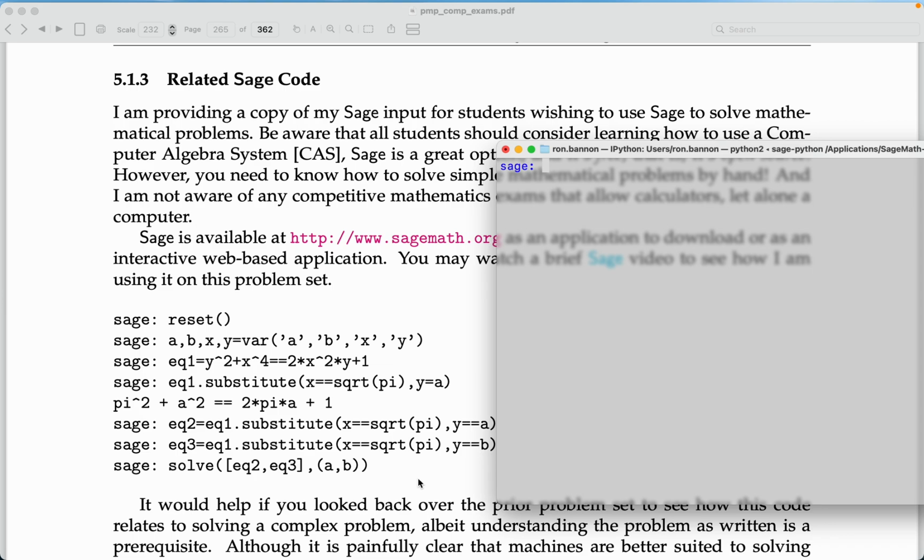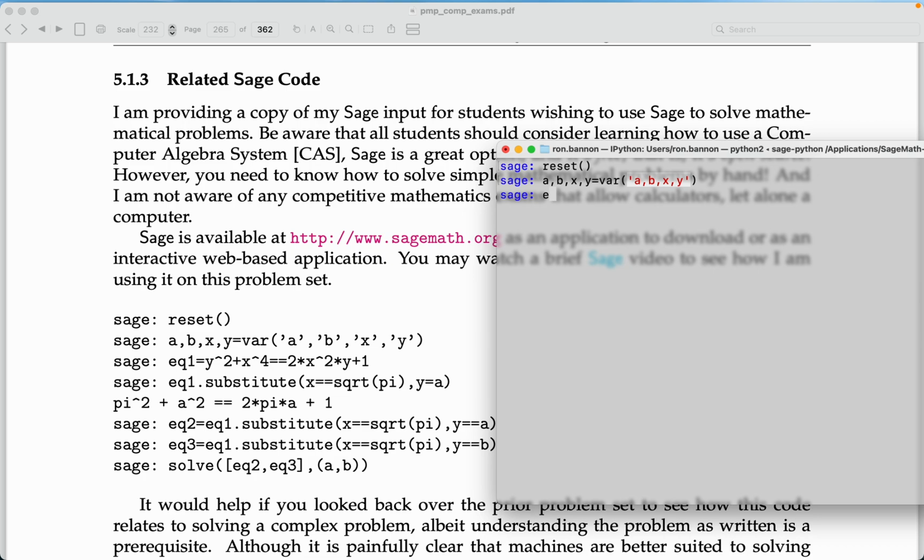5.1.3 related stage code. Reset. Looks like we're defining 4 variables, A, B, X, and Y. And remember, I can just put it in as a list with a single quote. So it's A, B, X, Y. Close it out. And now all 4 are defined individually, A, B, X, and Y.